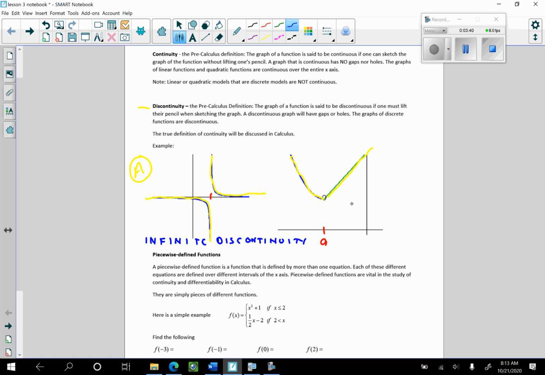And this is just discontinuity. If we want to, we can call this hole discontinuity if we want. It doesn't really have a name until we get to calculus. Okay? So there's your two definitions.